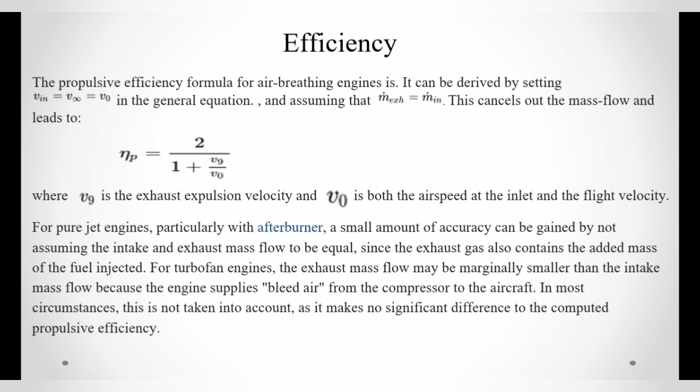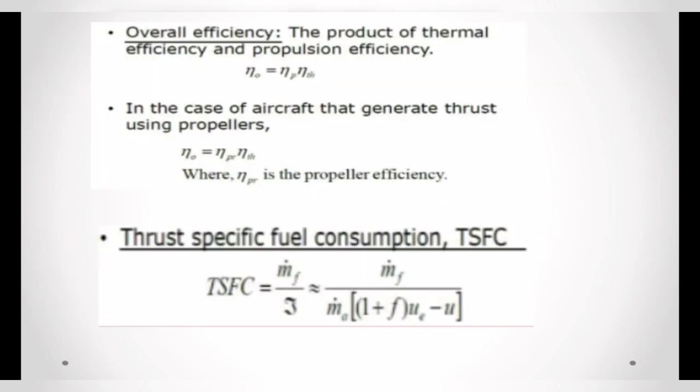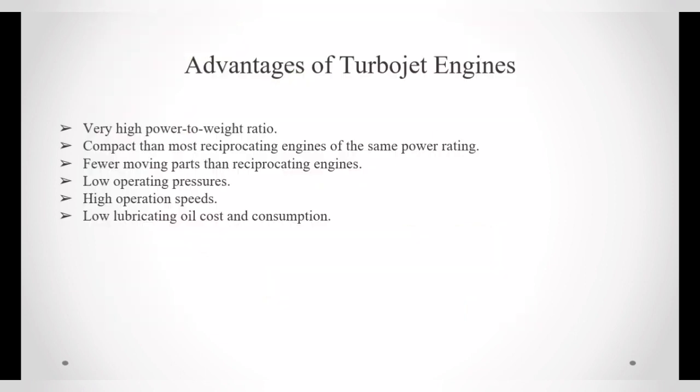For pure jet engines, particularly with afterburner, a small amount of accuracy can be gained by not assuming the intake and exhaust mass flow to be equal, since the exhaust gas also contains the added mass of the fuel injected. For turbine engines, it makes a significant difference to the computed propulsive efficiency. Overall efficiency, the product of thermal efficiency and propulsion efficiency. In the case of aircraft that generate thrust using propellers, ηp is the propeller efficiency. Thrust specific fuel consumption. It is the formula for thrust specific fuel consumption.